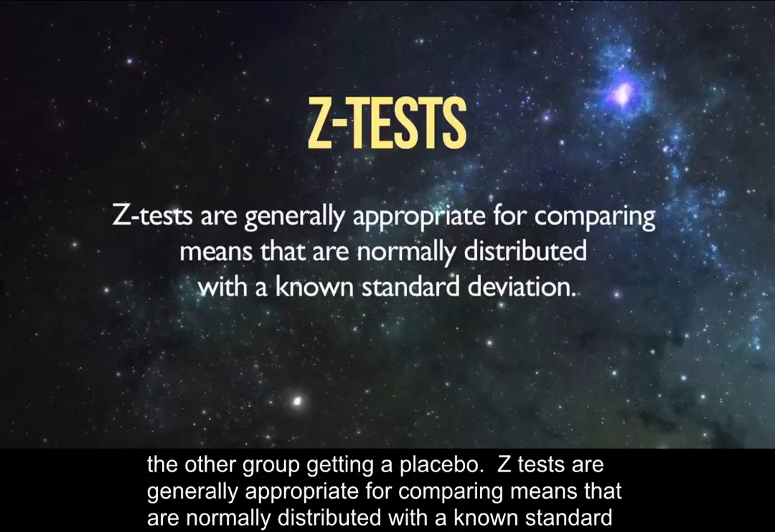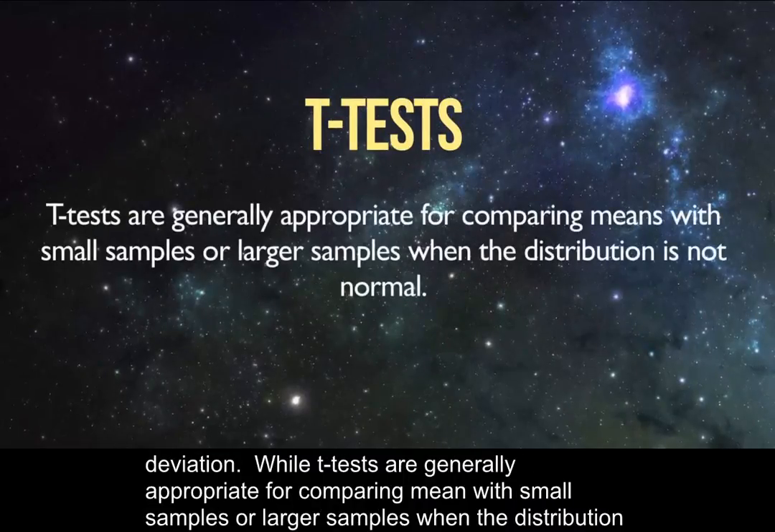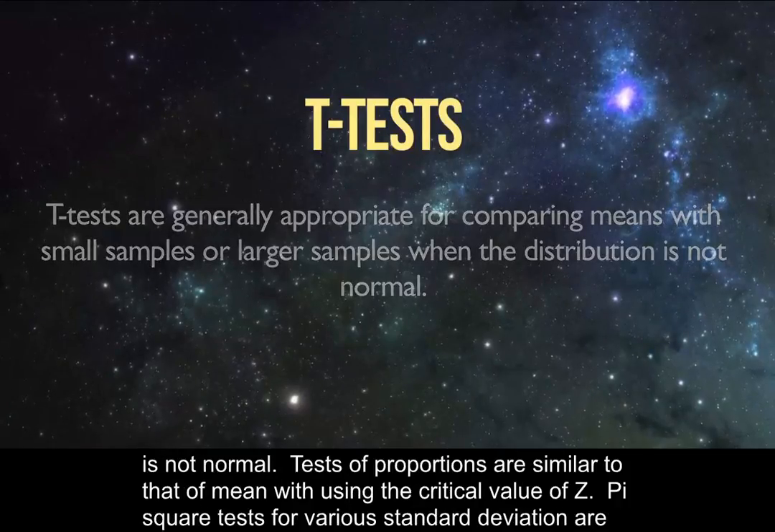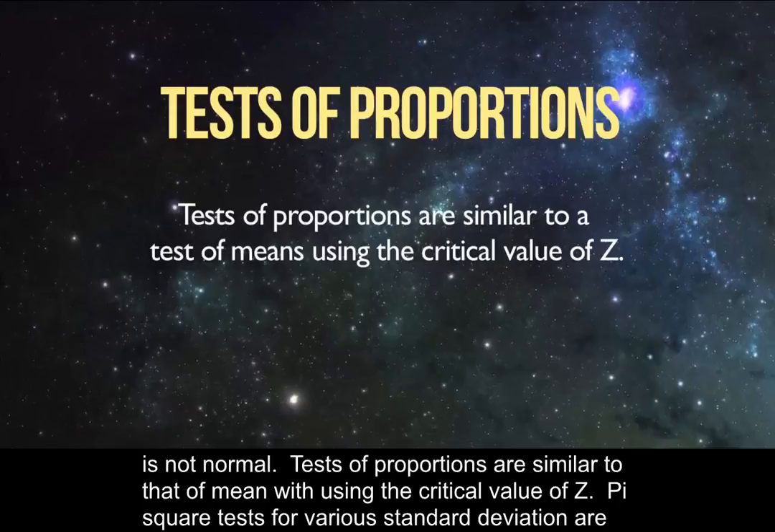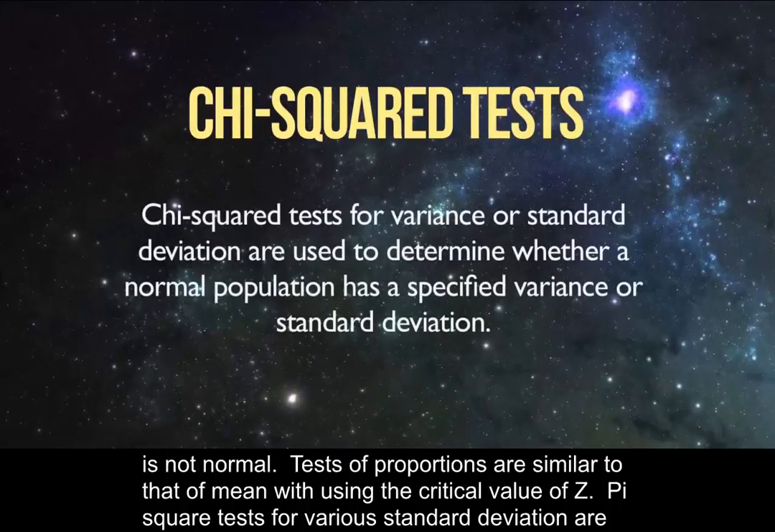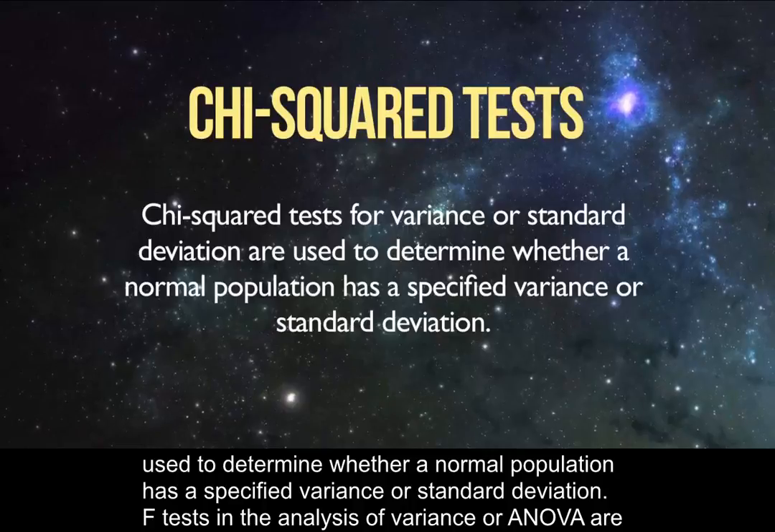Z-tests are generally appropriate for comparing means that are normally distributed with a known standard deviation, while t-tests are generally appropriate for comparing means with small samples or larger samples when the distribution is not normal. Tests of proportions are similar to that of means, using the critical value of z. Chi-square tests for variance or standard deviation are used to determine whether a normal population has a specified variance or standard deviation.